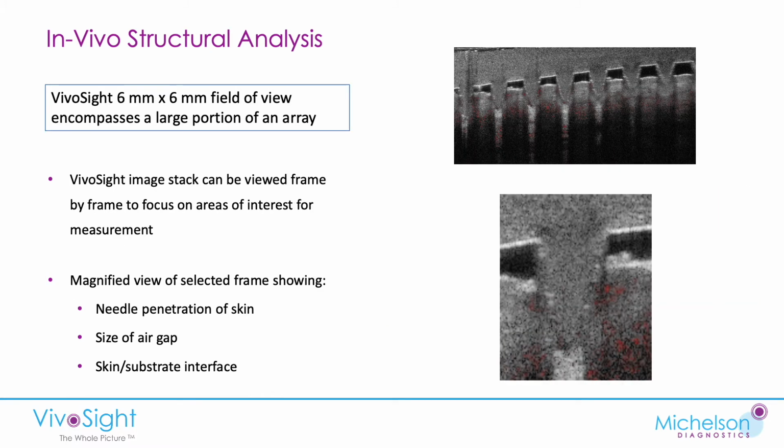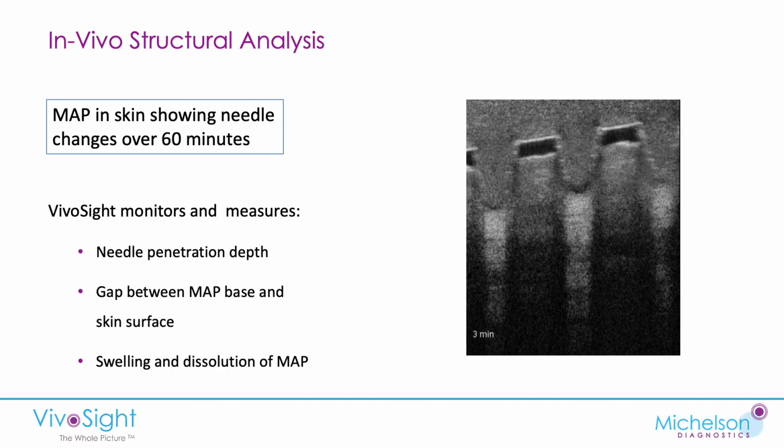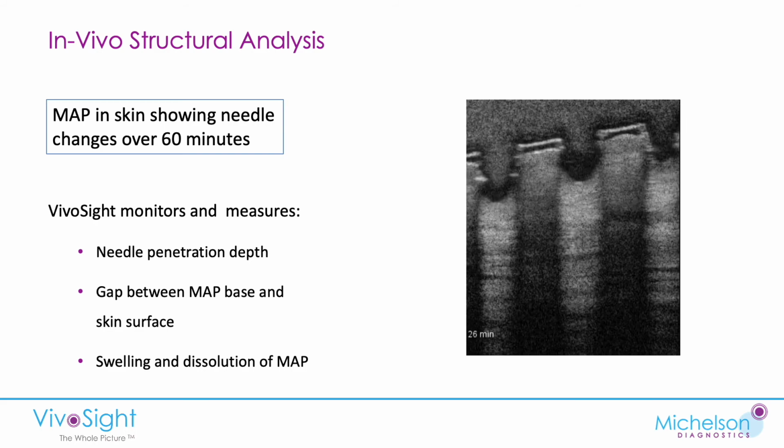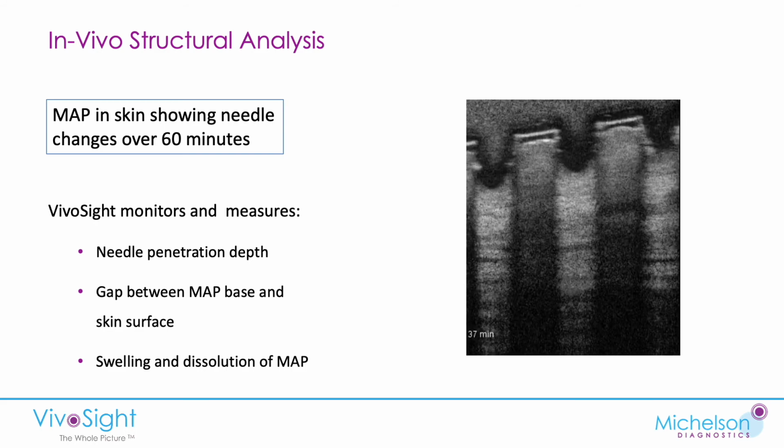Now remember that OCT captures a whole stack of individual OCT images across the MAP array. So we can pick out individual needles and focus in on them and measure exactly what is happening to them during the period post-insertion. We can measure the penetration depth very, very precisely and the size of the air gap. And we can do that over a period of time. In fact, this sequence here was captured over a 60-minute period. We're just looking at 3 microneedles.